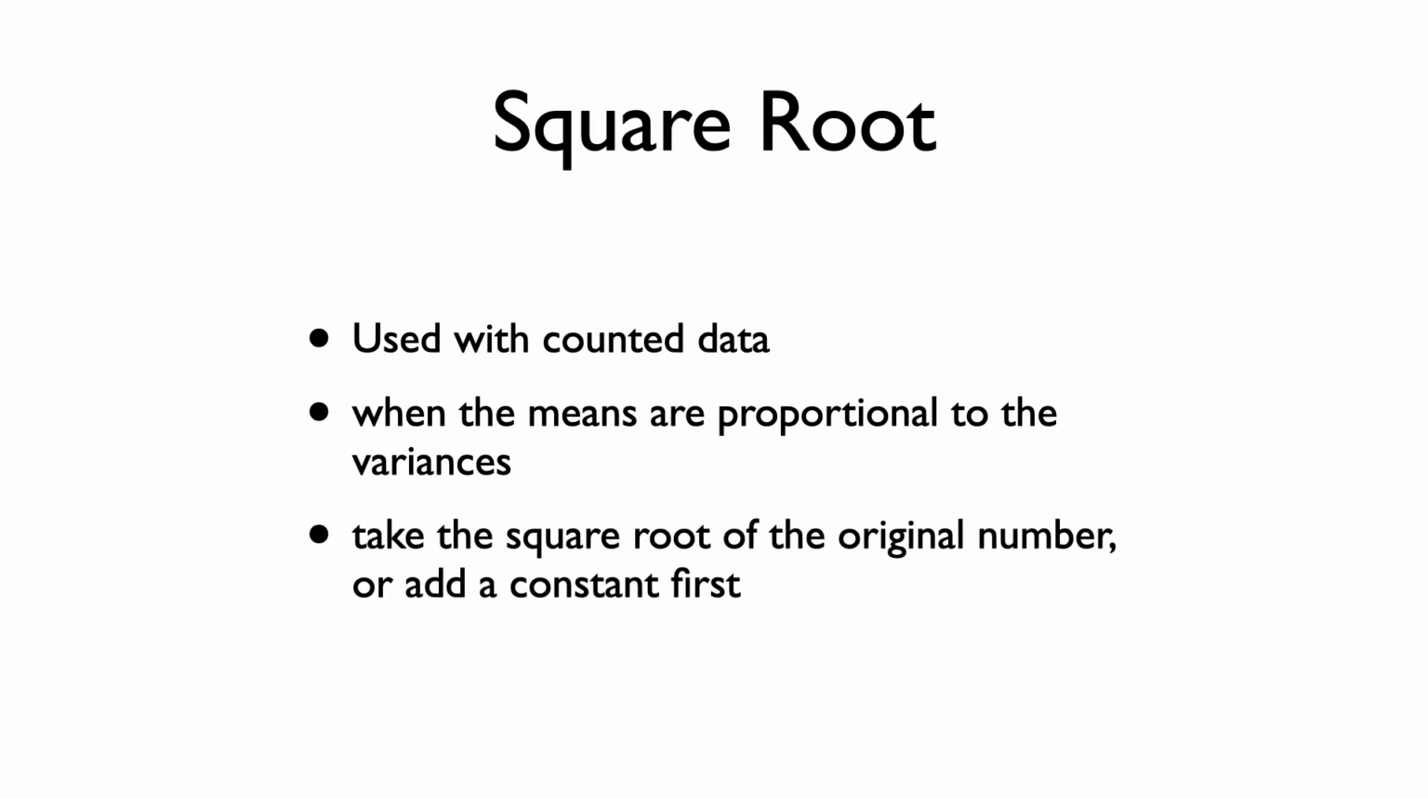You might want to add a constant first, because again, we don't want to deal with negative numbers. You can take the square root of negative numbers, but they're imaginary numbers, and I don't know how you'd use that. So, if you've got some negative numbers, just add a constant, same thing with the log, and then take the square root.